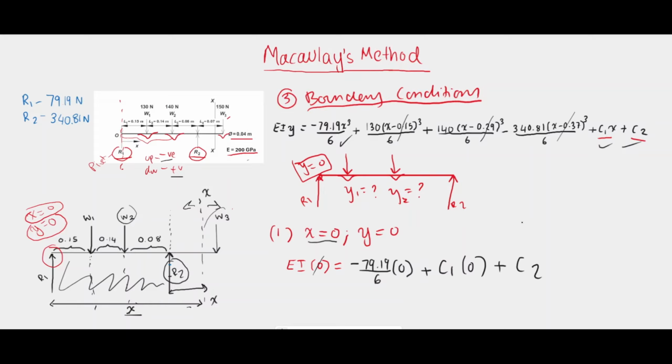So we know that this side is 0 because 0 times whatever these values are will be 0. c1 times 0 is 0 plus c2. So therefore c2 is equal to 0. So now we have the value for c2. Now we can find c1. For that we will need another boundary condition.